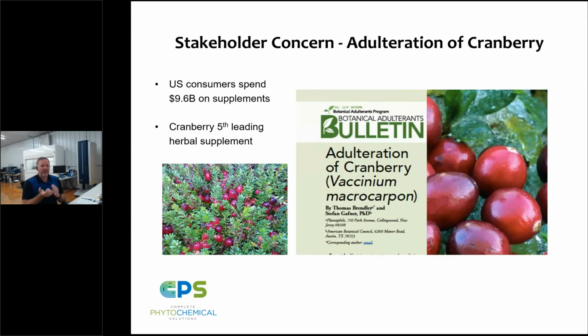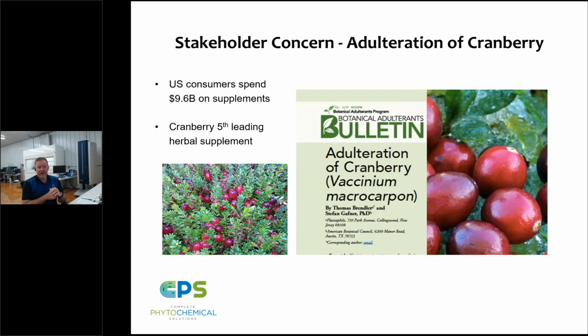So let's have a statement of what the real issue is. Back in 2017, this is only 3 or 4 years ago, it was brought to the attention by stakeholders in the industry that adulteration of cranberry products was occurring. If we look at the total U.S. consumer spend on dietary supplements, for example, we're looking at about a $9 to $10 billion a year industry on supplements alone, and this isn't including foods and beverages.